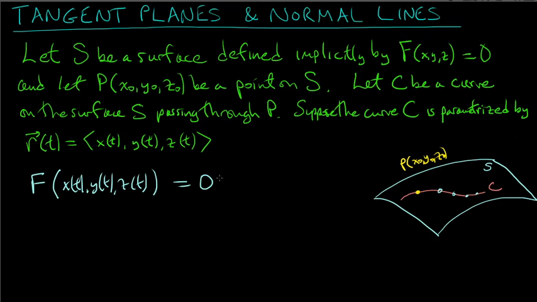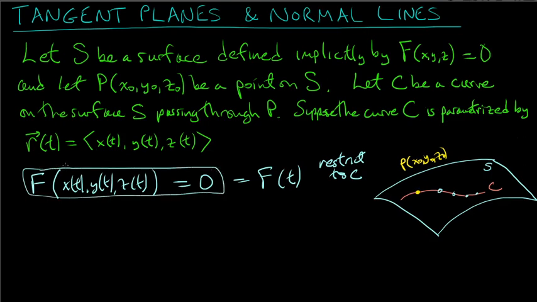So effectively this is just a function of t now, as long as we restrict to the curve C. So this is true for any t. Each t gives you a different point on the curve. Again, we're going to focus on this one particular point here, but this equation is true for any point on the curve. And this should be a z here.